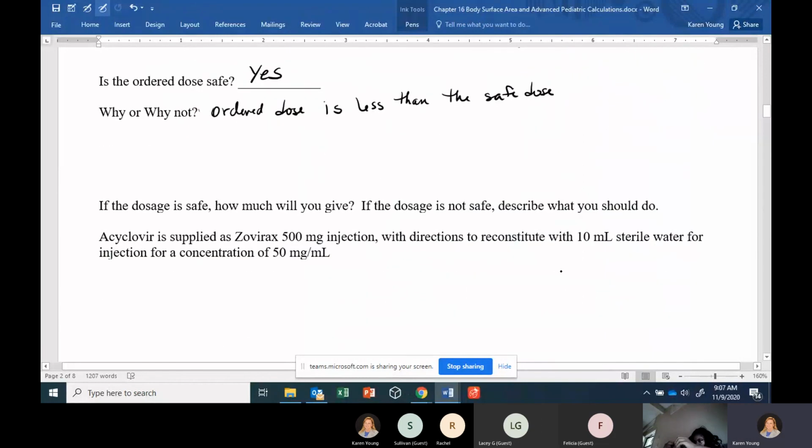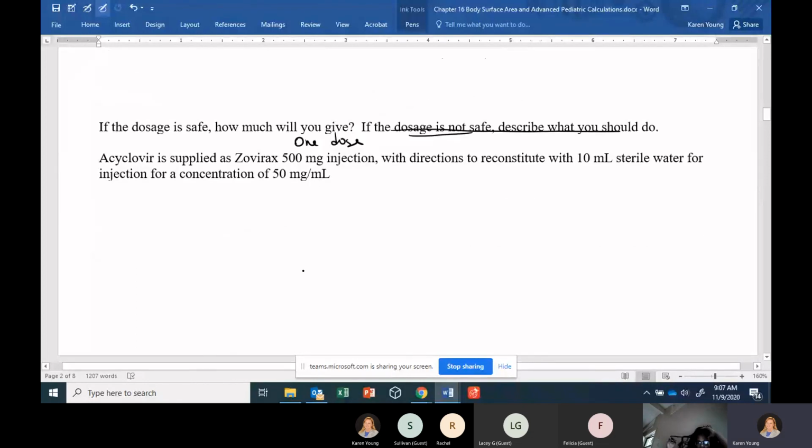Okay, now I'm going to let y'all finish this. If the dosage is safe, how much will you give? And remember, this is one dose, always one dose. If the dosage is not safe, which we already know that it's safe, so my supply is in a 500 milligram injection with directions to reconstitute with 10 milliliters sterile water for injection. So my concentration is 50 milligrams per milliliter. So my dosage strength is not the 500 milligrams this time. It's the 50 milligrams.